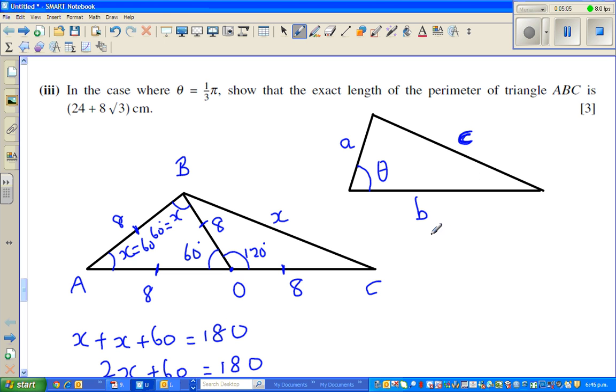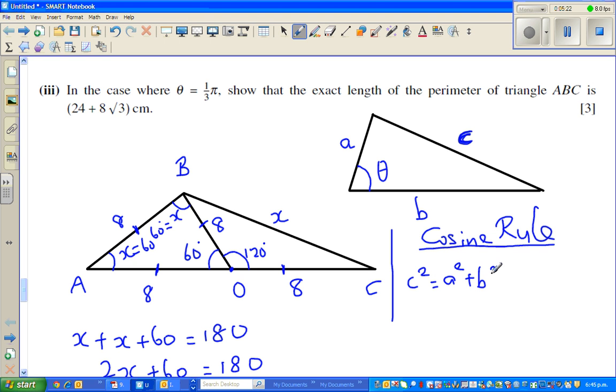Let me write the cosine rule. You should have this in your formula sheet. c squared is equal to a squared plus b squared minus 2ab cos theta. I can prove this very easily. Can we apply this cosine rule here? You have two sides and the included angle, and we want to find this. So you can compare your c with x, a with 8 and b with 8, and your theta with 120.